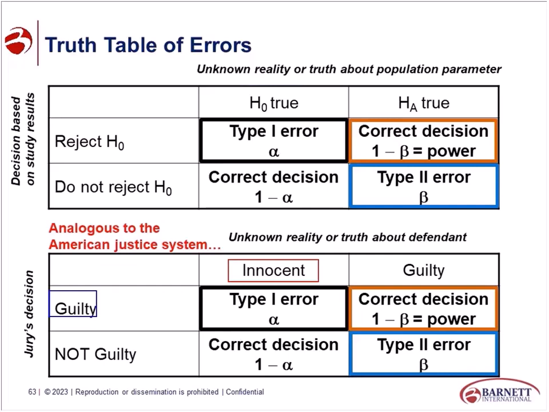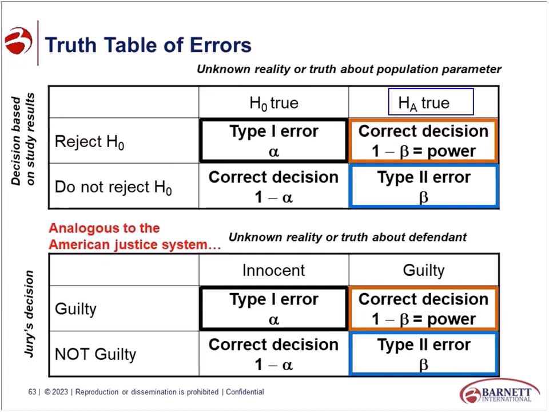A type 2 error, in a justice system, is where a person is guilty and the jury says not guilty. In statistics, a type 2 error is where there truly is a difference, the drug is truly effective, but we conclude that it's not.